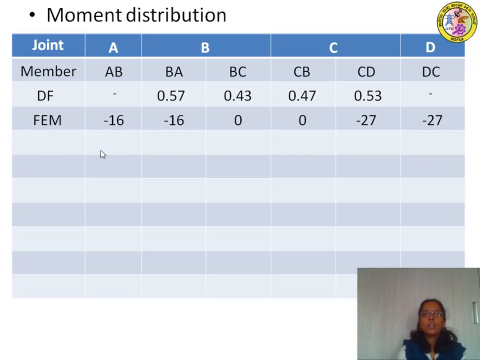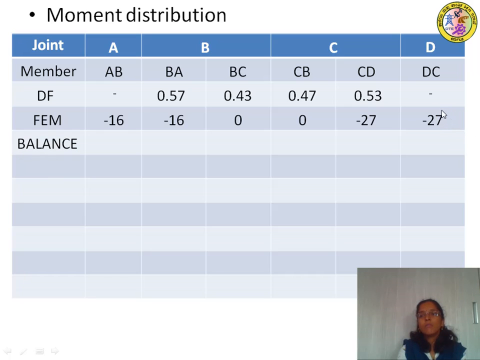So if you have a look at end A, it's a fixed end. Okay, so no need to balance the fixed end. Okay, and end D is a hinge, so we have to balance the end D first. Okay, so first let us balance joint D.